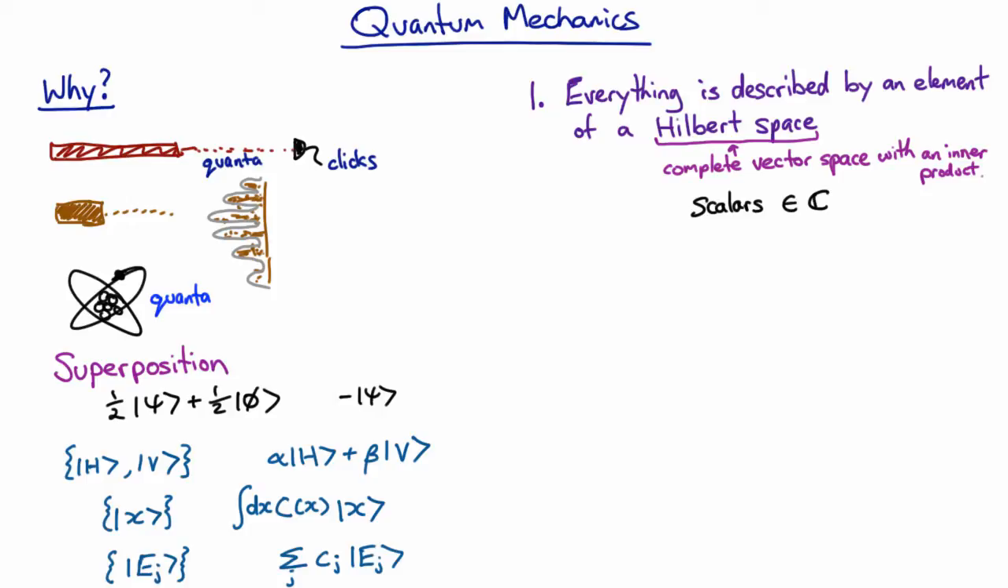Let's talk a little bit about this inner product. The inner product is a very important property of our Hilbert space. It's the equivalent of the dot product in Rn. It gives us a number from any two vectors.